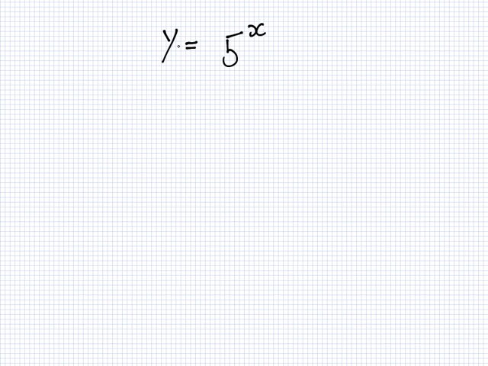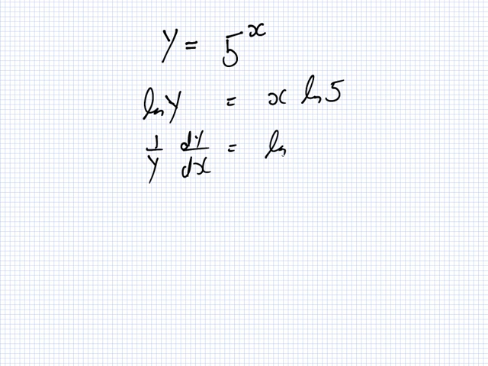So how can we take something out of the power? Log. So log y equals x log 5. What's the derivative here? 1 over y dy dx equals log 5 plus x... Just log 5. Because this is the same thing as a number times x.